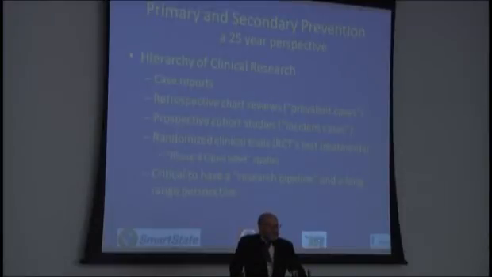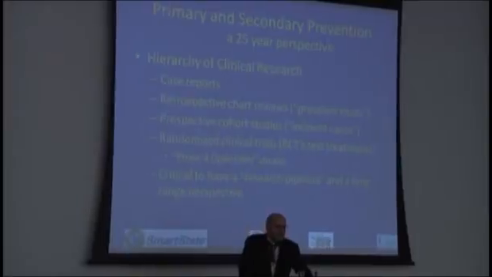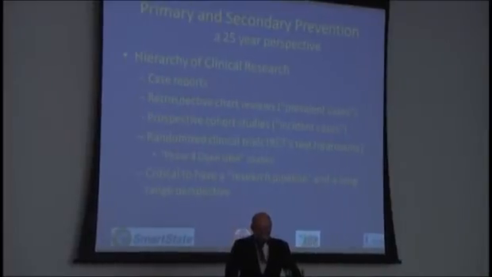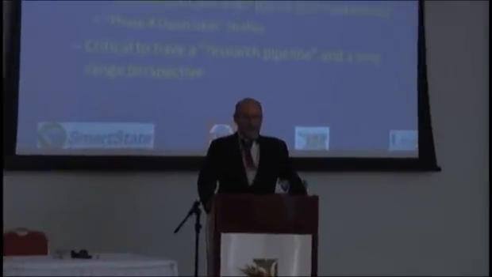What you can do in phase 4 is look for unexpected side effects. Those you can pick up in phase 4. Complications in phase 4 can be detected that you didn't see in the phase 3 clinical trials. But you can't make new inferences about effectiveness because you've stopped the control group and you've given them all the drug. That's what open label means. So it's really important to have a research pipeline and a long-range perspective on this.